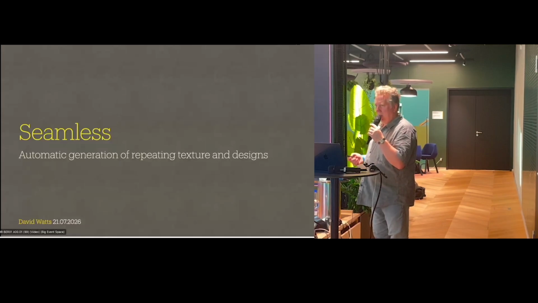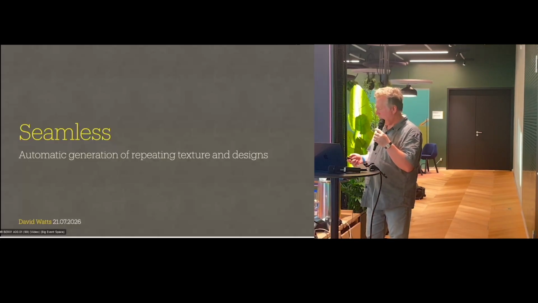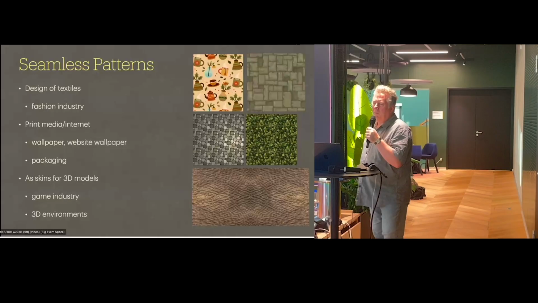So my project is called Seamless. It's about creating seamless patterns from images and trying to automate that process. So what are seamless patterns? They are used in all sorts of industries like textile industries, print media industries, and also in the gaming industries, and also for 3D virtual environments for architectural software, for instance.